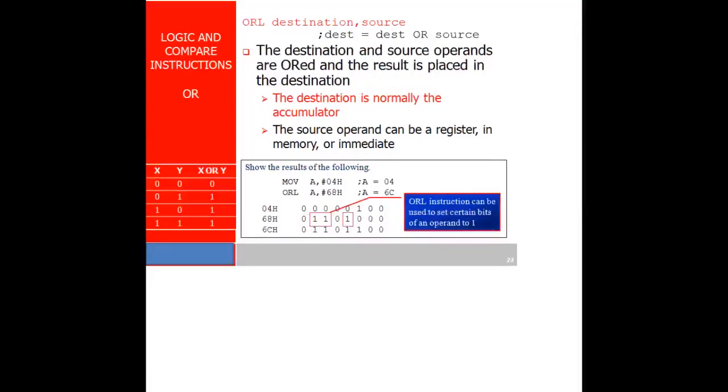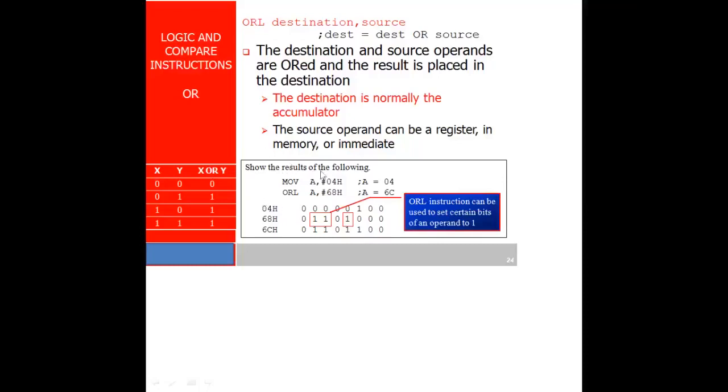Now come to the logical OR operation. Okay, so here the instruction that is used to indicate the logical operation is written as ORL, then the destination byte, then the source byte. Okay, the destination is normally the accumulator, as in the case of the AND operation that we have already checked. The source operand can be in a register, the memory, or the immediate data. So for the logical operations, whether it be the AND operation, OR operation, or the exclusive OR operation, the destination is normally placed inside the accumulator.